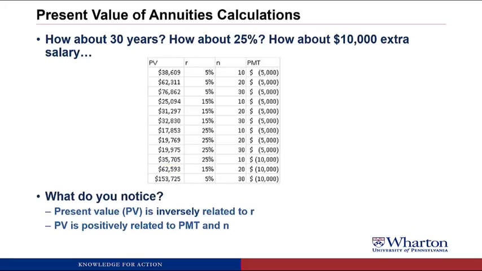So what we find is the present value is inversely related to the discount rate or inflation rate. As inflation goes up, present value goes down. As inflation goes down, present value goes up. And that's because inflation affects very directly how much that payment is going to be worth to you in current dollars. The present value is positively related to the payment and the number of periods. And that's because with an annuity, you're getting the same payment every year. So if you get a bigger payment or you get more payments, it's going to increase the present value.